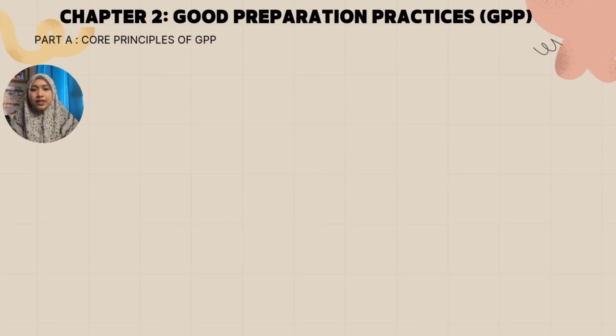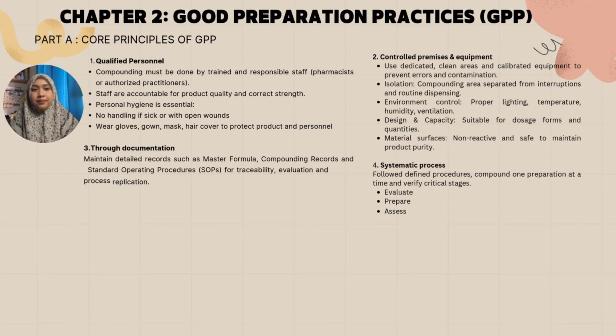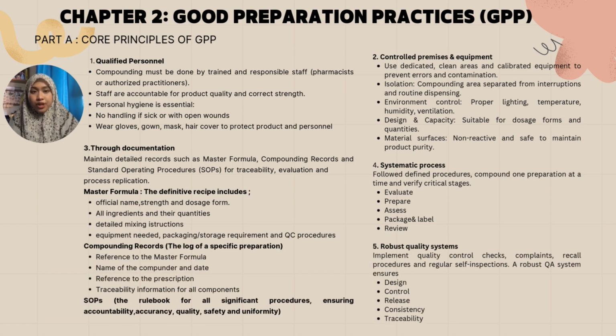In this chapter, I will explain about good preparation practice, in which I will focus on the core principles of GPP. GPP is a short term for good preparation practice, which is essential to ensure that compounded medicines are prepared safely, accurately, and consistently, so patients receive the correct dose and quality of medication. Compounding must be only carried out by trained and responsible personnel, such as pharmacists, and they are fully accountable for the quality and accuracy of the final product.